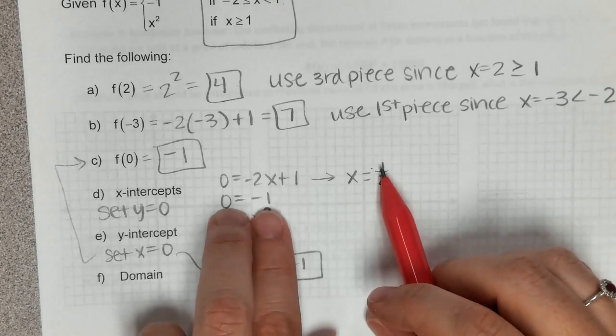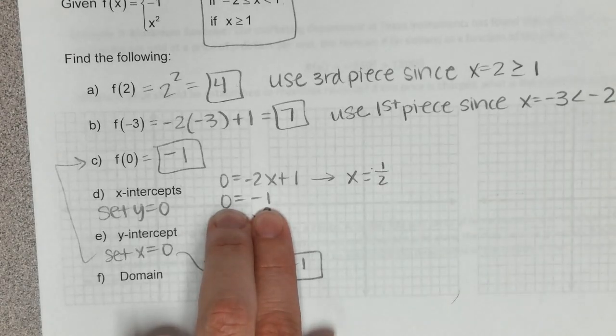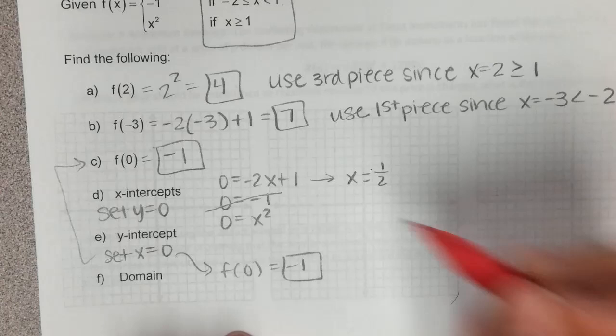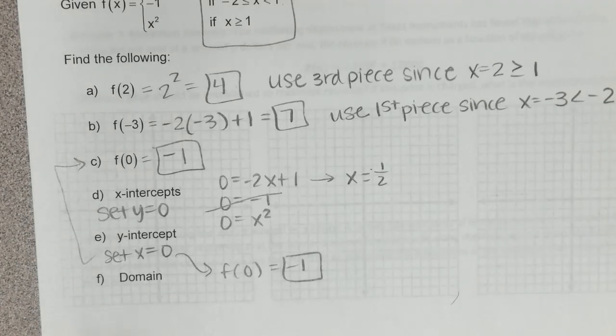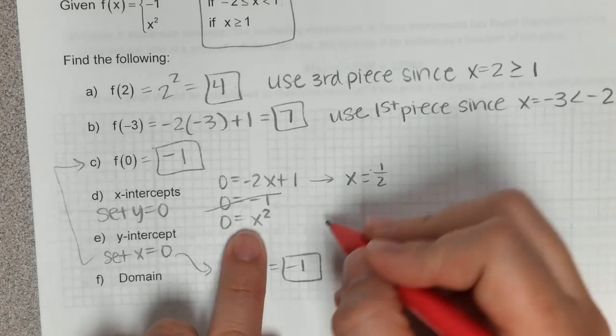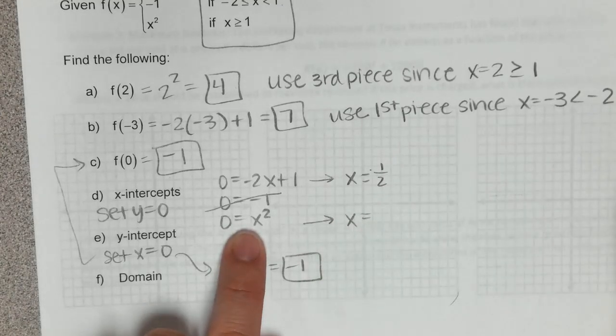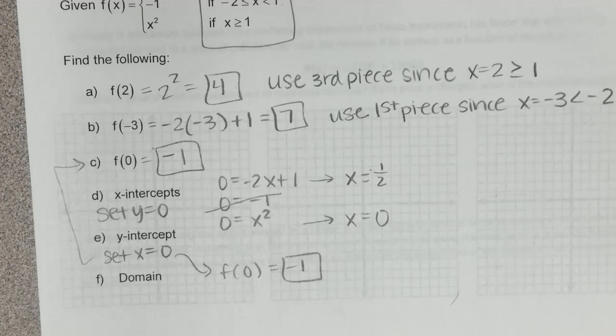Great. Second equation, 0 equals -1. Hey, can't do anything with that. That's no solution. 0 cannot equal -1. There's not even an x in there to solve for. Okay, last piece, if 0 equals x squared, what does x equal? 0. Take the square root, you get 0. So that's it. Those are my x-intercepts.